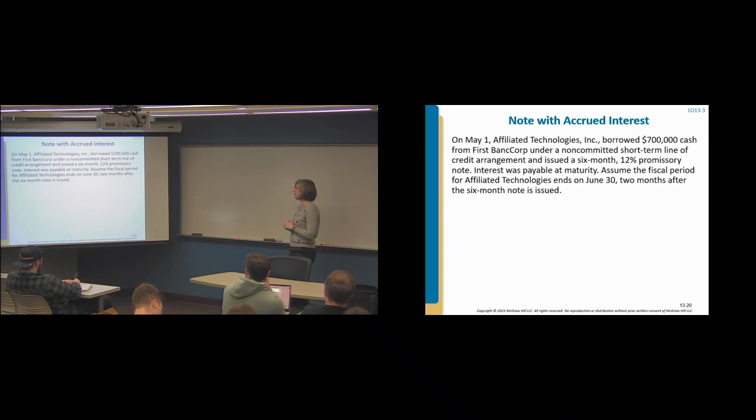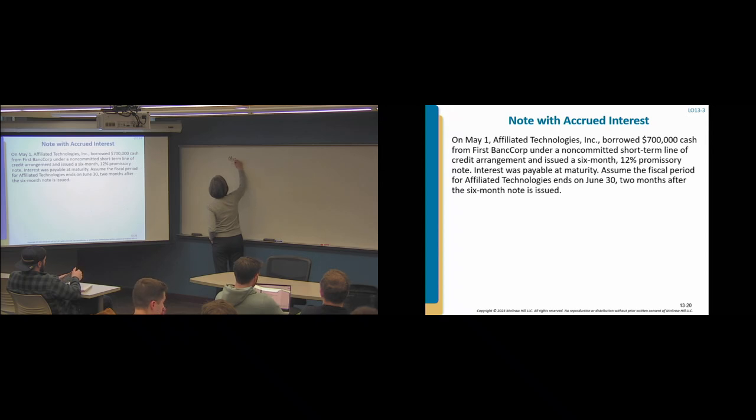Assume the fiscal period for Affiliated ends on June 30th. So I know we always want to think December 31st, but remember, not every company's fiscal year aligns with a calendar year. So this one is particularly June 30th, 2 months after the 6-month note is issued. If you struggle to understand how this works, you can draw yourself a little timeline here. And at this point, we've got the end of the fiscal year.